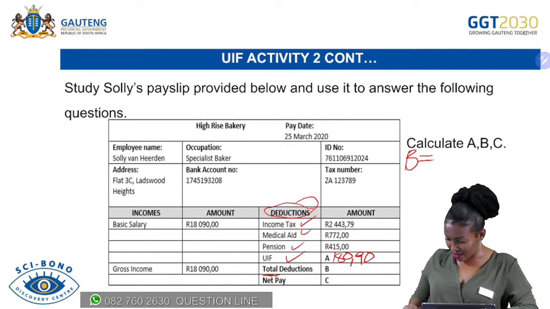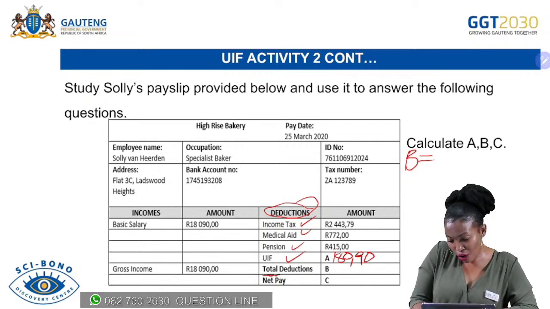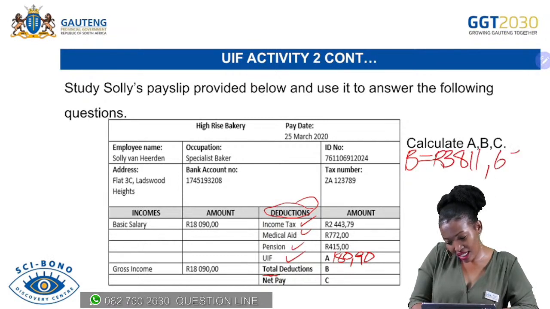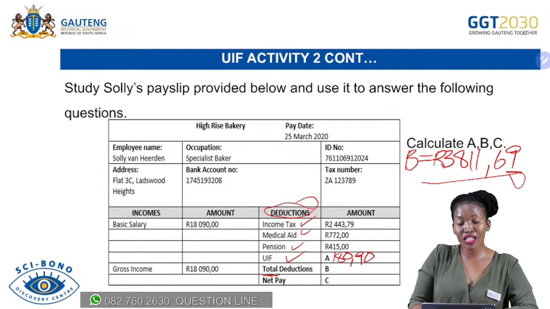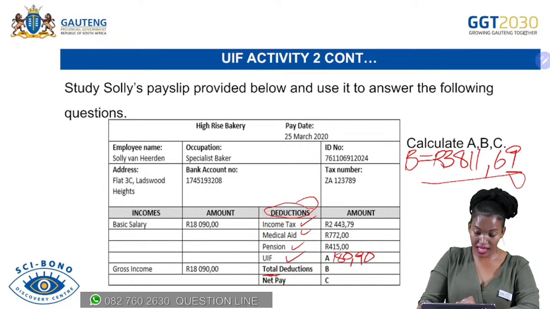It is 2,443 and 79 plus 772 plus 415 plus, remember our UIF there at A, we now have a value. It's 180 and 90 cents. And then it gives us a total of 3,811 and 69 cents. So this is the total deductions from Soli's payslip.